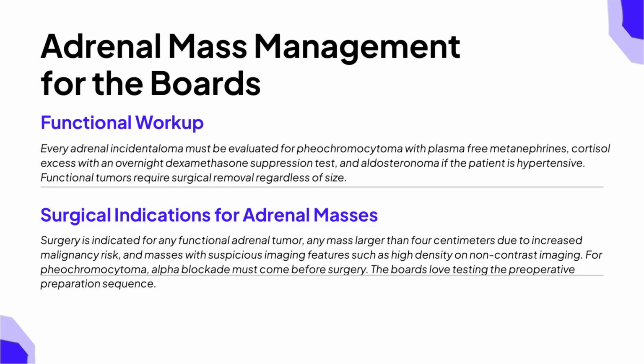For non-functional tumors, surgery is indicated when the mass is larger than 4 centimeters because of increased cancer risk, or when imaging features look suspicious. And here is a board favorite. If the mass is a pheochromocytoma, you must start alpha blockade with phenoxybenzamine before any surgical intervention. Never operate on an unblocked pheochromocytoma.